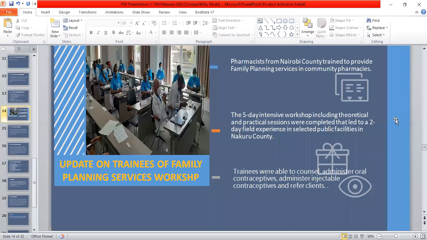Because the screening of the clients also includes screening for cervical cancer or counseling for screening, as well as screening for STIs. Then trainees were able to counsel, administer oral contraceptives, administer injectable contraceptives, and refer clients. So the experience of referral, again, is a very, very important one. It's well structured, especially when it comes to the county hospitals. There are very, very specific documents that one fills and refers clients to either a higher level hospital and so on.